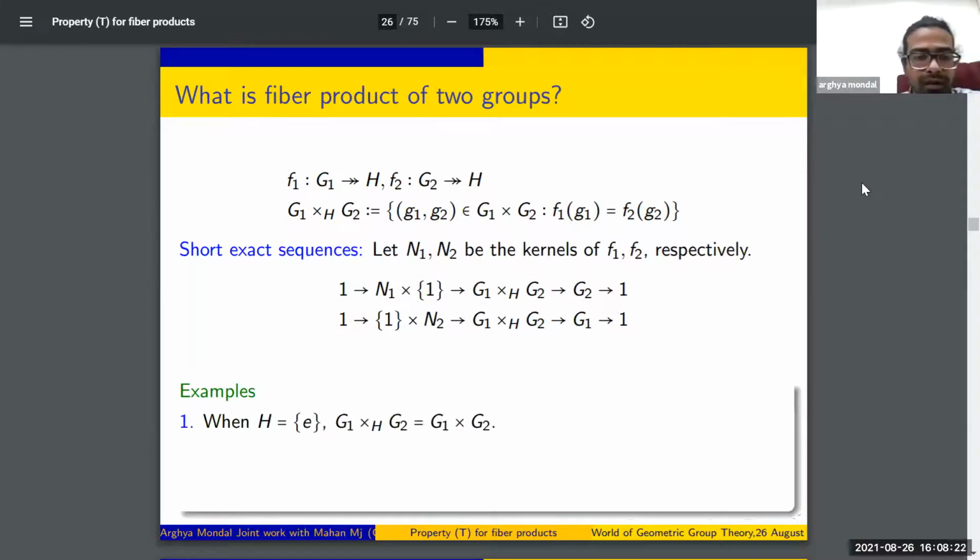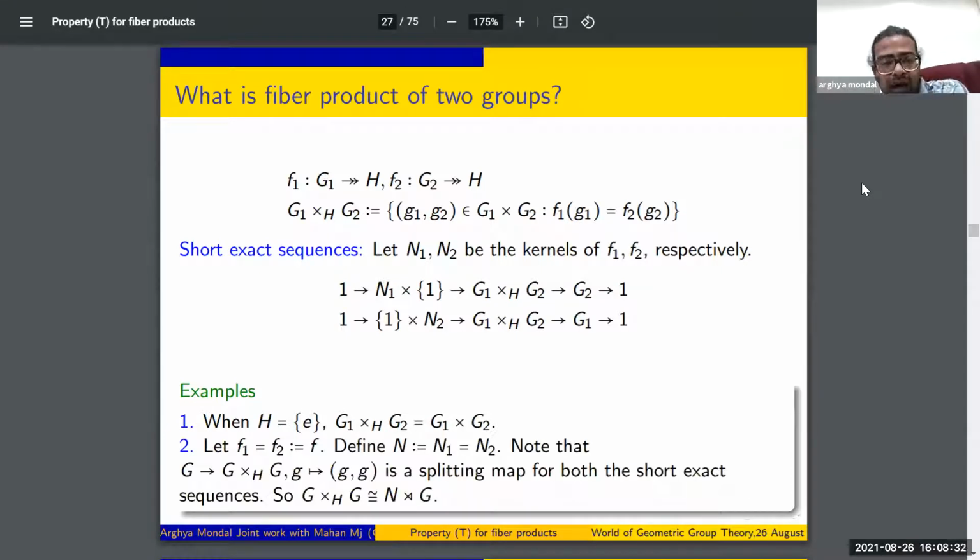Now let me give you some examples. First, I will take H to be the trivial group. Then the fiber product is just the product of two groups. And another example is when we take a fiber product of two copies of the same map. And in this case, note that the diagonal map from the group to the fiber product is a section of both the projection to the first coordinate and the projection to the second coordinate. So both of these sequences split, and therefore you can write the fiber product as a semi-direct product of G and N, where N is the kernel.